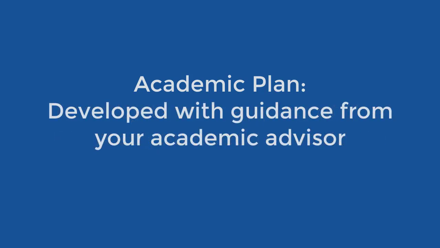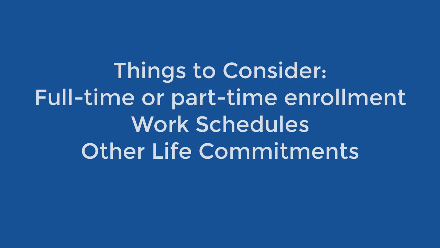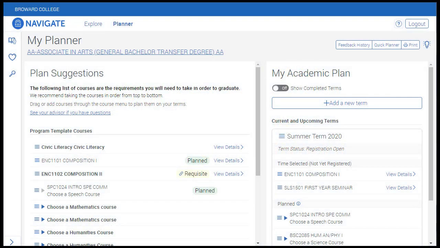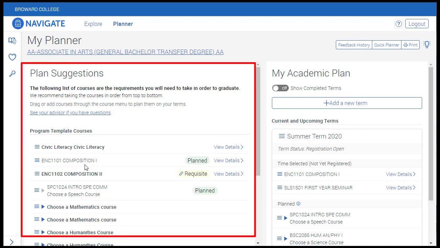Your academic plan will be developed with guidance from your assigned academic advisor, taking into consideration factors such as whether you want to attend school full-time or part-time, work schedules, and other life commitments. As you'll see in this tutorial, Navigate lets you set preferences that will help guide the building of schedules from your academic plan. On the left side of the planner, you will see plan suggestions.